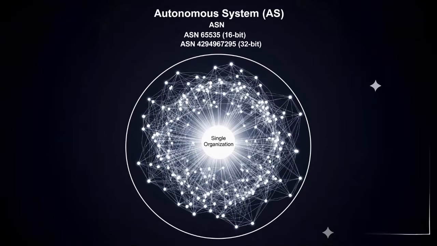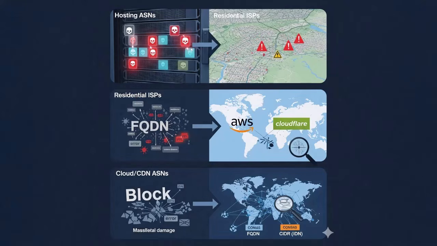The next important aspect about IP intelligence is what's called the autonomous system. An autonomous system is essentially a network, a collection of IP prefixes managed by a single organization. It's worth mentioning that each autonomous system has a unique identifier called the autonomous system number. It is either 16-bit or 32-bit. For SOC analysts, examining the ASN helps determine how an IP is likely being used. So basically, we can get the hosting ASNs, the residential ISPs, and the cloud CDN ASNs.